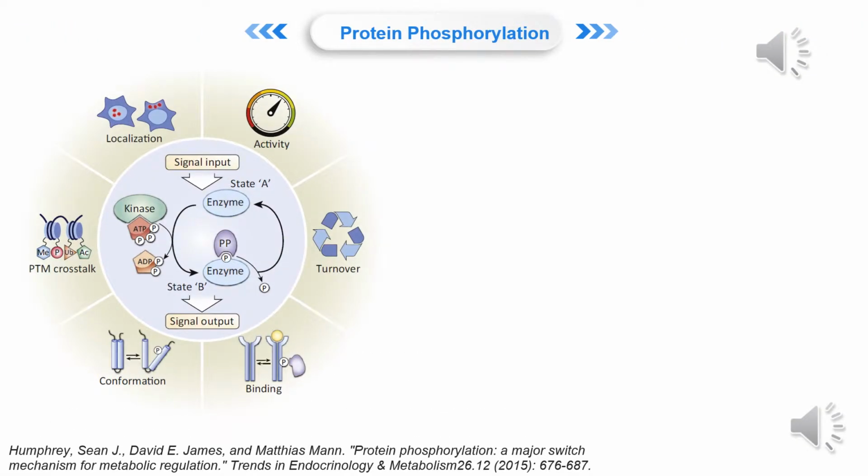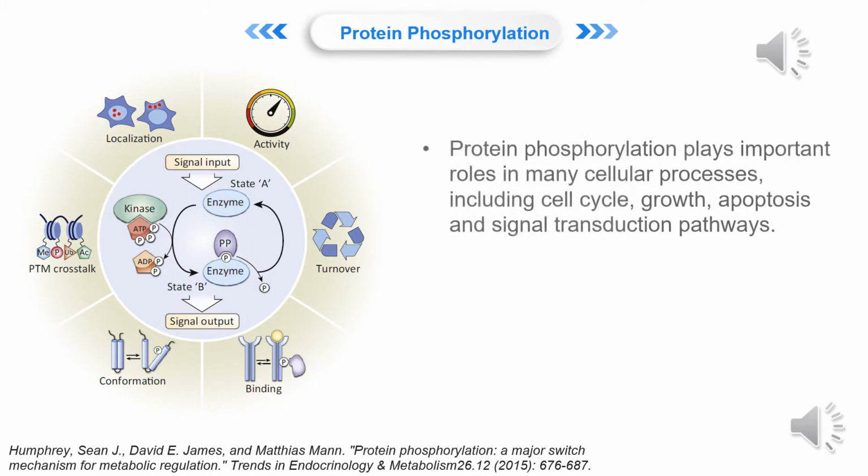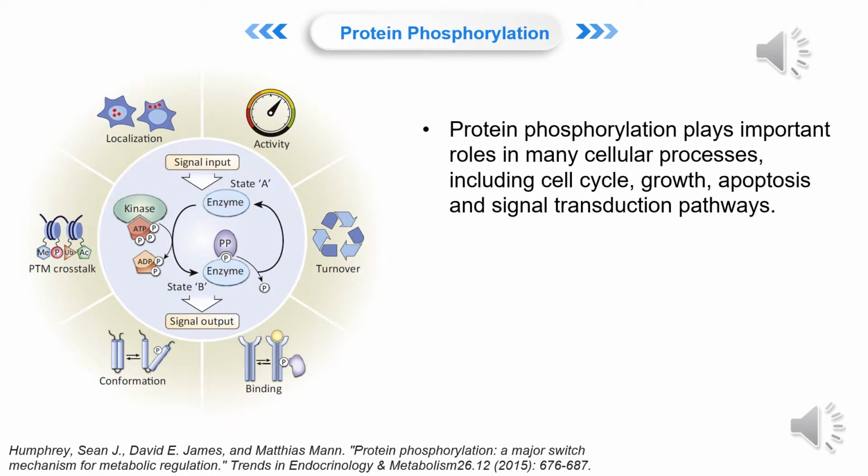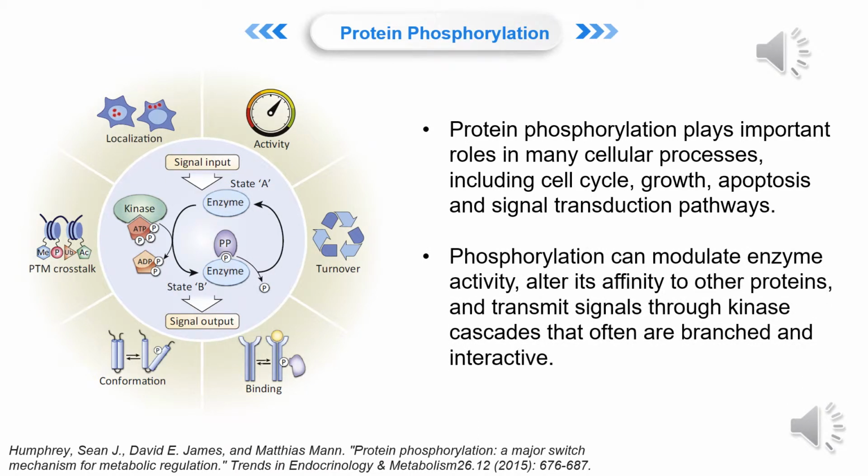Protein phosphorylation plays important roles in many cellular processes, including cell cycle, growth, apoptosis, and signal transduction pathways. In addition, phosphorylation can modulate enzyme activity, alter its affinity to other proteins, and transmit signals through kinase cascades that often are branched and interactive. In order to understand these mechanisms, it is necessary to analyze protein phosphorylation.